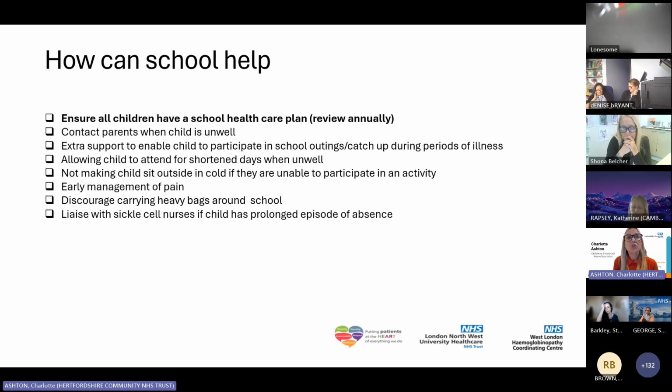Allow a child to attend for shortened days, particularly after returning from a period of illness. We've talked about discouraging them from carrying heavy bags around school. And it's really important that you liaise with the sickle nurse of that child if they've got prolonged episodes of absence, because we shouldn't be seeing prolonged episodes of absence, and we'd really like to know and to be able to support our children if that's happening.